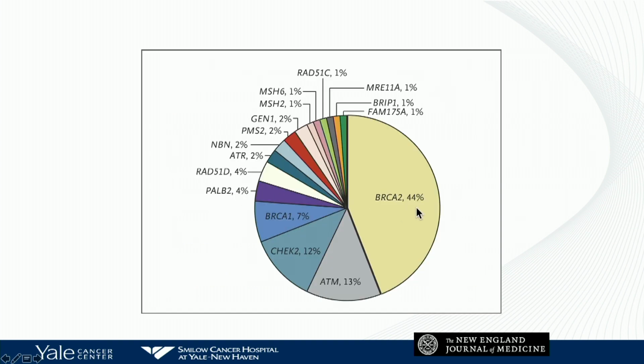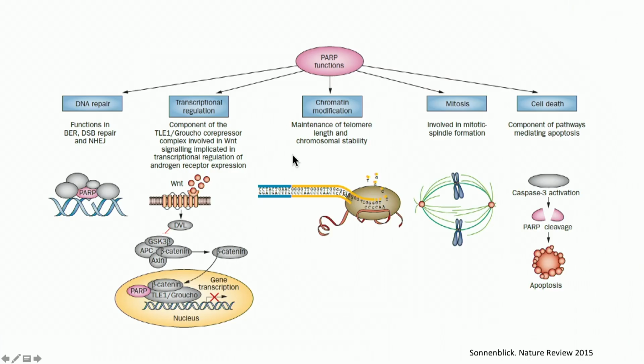Predominantly, this is BRCA2, 44%, ATM, CHEK2, BRCA1. These are the other ones, and there are a variety of different other DNA mutations. And here's the microsatellite instability I was talking about before. It's 2% of all prostate cancer specimens. So why are we so concerned about this?